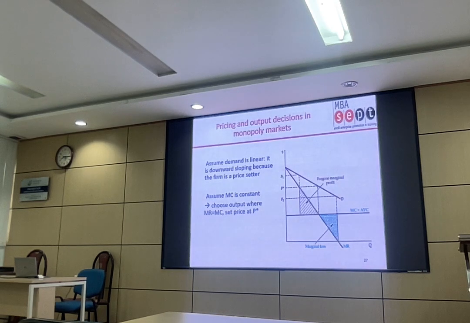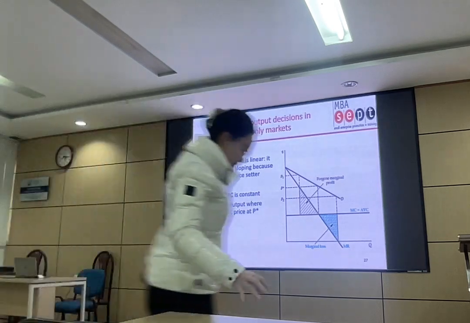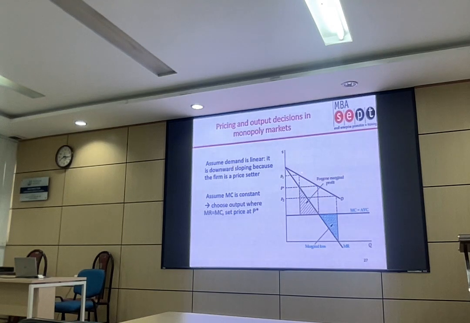Yes, for monopoly, we have the demand curve with a downward slope. So a higher quantity will have a lower price, and a lower quantity a higher price. So what will be more profitable for the firm? P-star or P1? P1 is lower quantity but higher price. Yes, and P-star is lower price but higher quantity, as the quantity at this point is where MR equals MC.